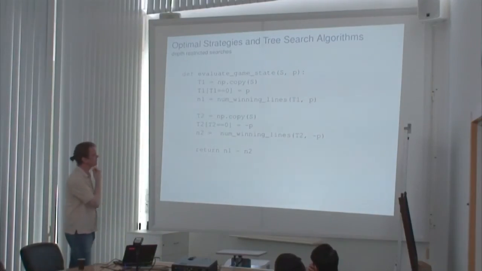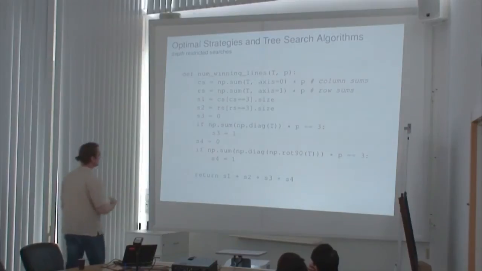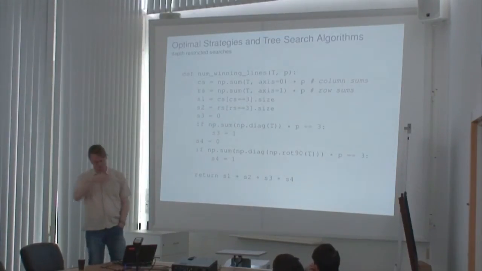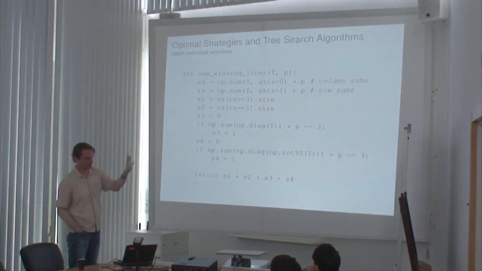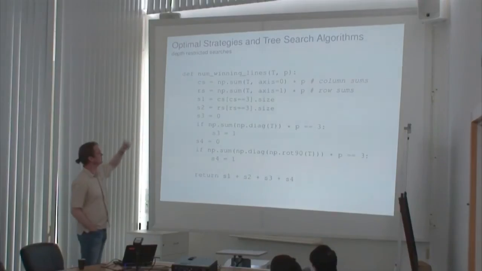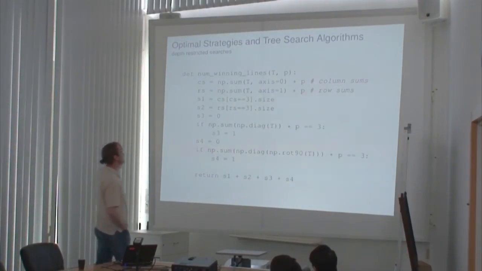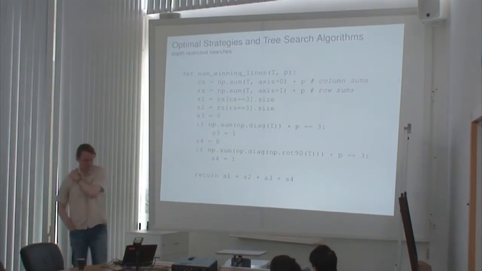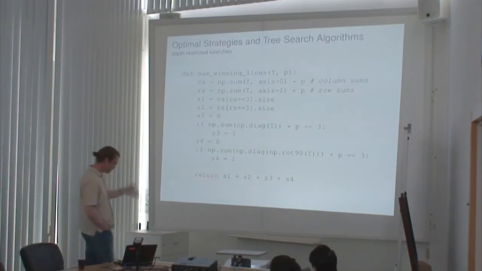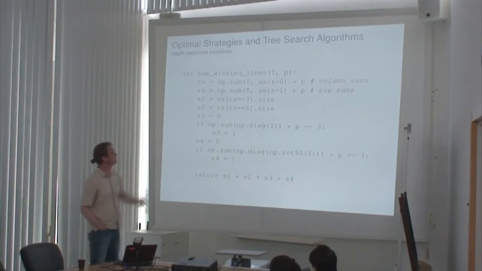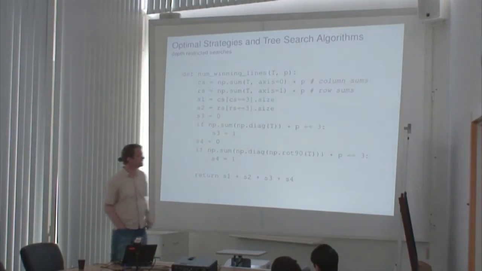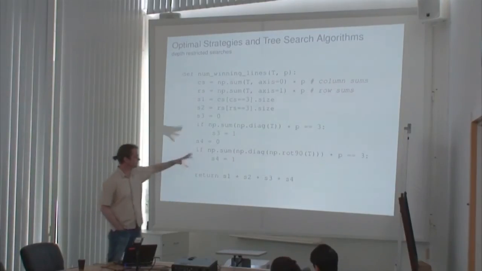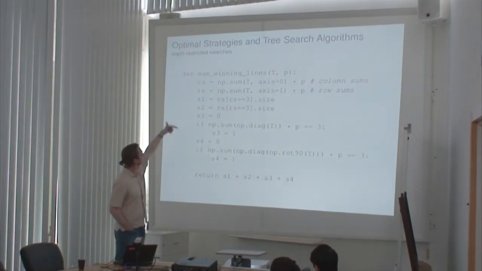Now, how do we compute the number of winning lines? This is a straightforward extension from what we looked at last time, or a couple of lectures ago. Basically, we compute now in these boards where we have replaced every zero with a 1 or a minus 1, the column sums and the row sums. We compute the number of columns where columns sum to 3, the number of rows where the rows sum to 3. Then we compute the sum of the diagonal, and we use this times P trick again, and we compute the sum of the antidiagonal, and that gives us 3 things we have to sum.